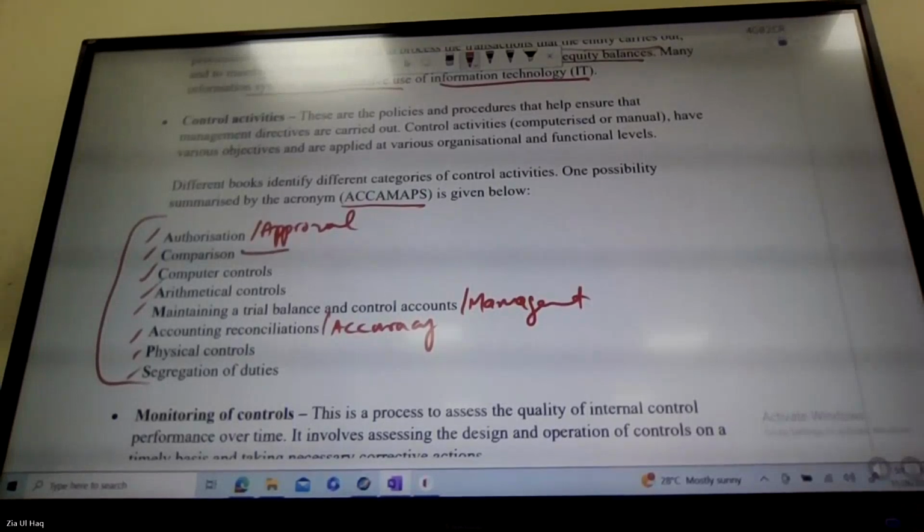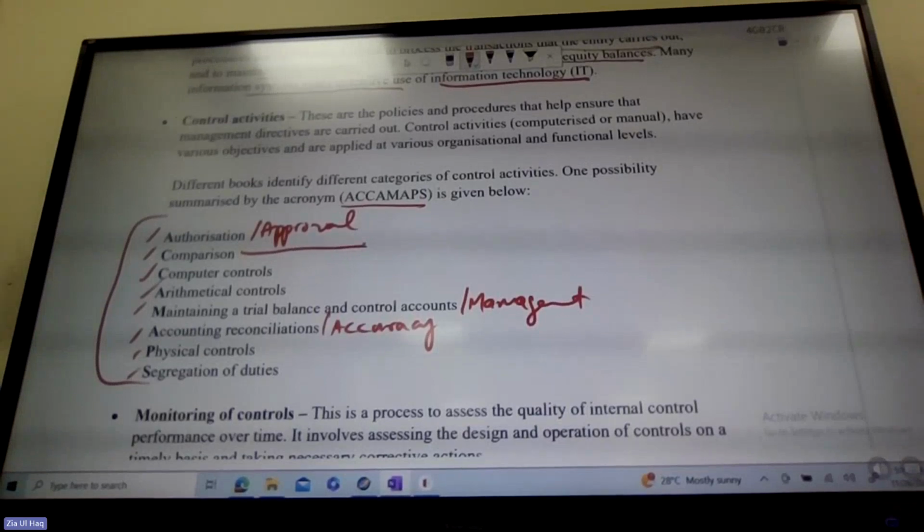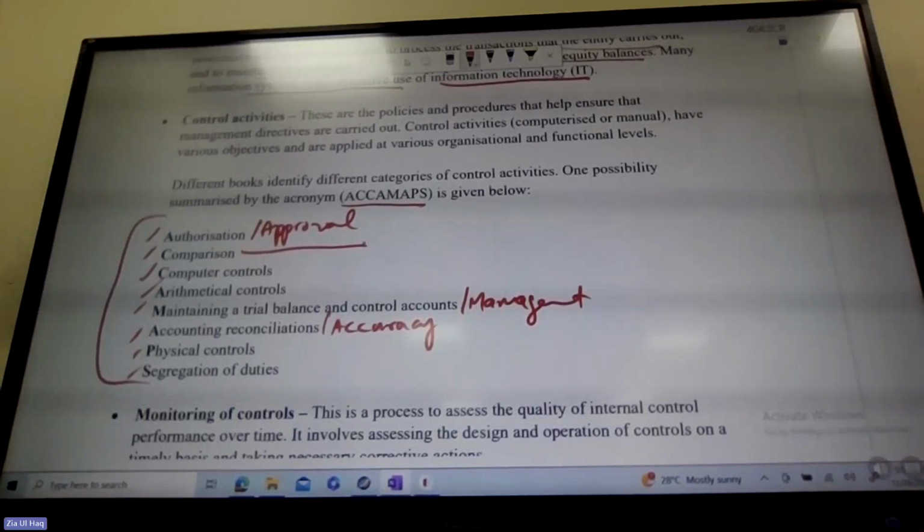Comparison: there should be comparison. Like while buying goods, you should compare the quotation of one supplier with others. If one sheet has been produced, you should compare it with another sheet. While receiving goods, you should compare with the order. While receiving an invoice or sending an invoice to the customer, you should compare with the dispatch note and orders. This is called comparison, so that you can ensure you are invoicing against goods sent, received, or ordered.